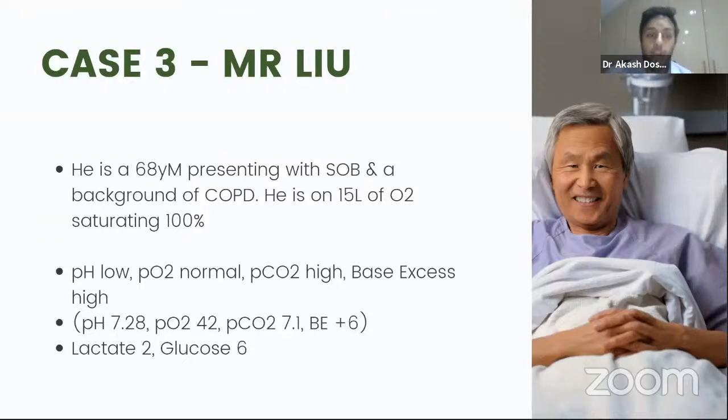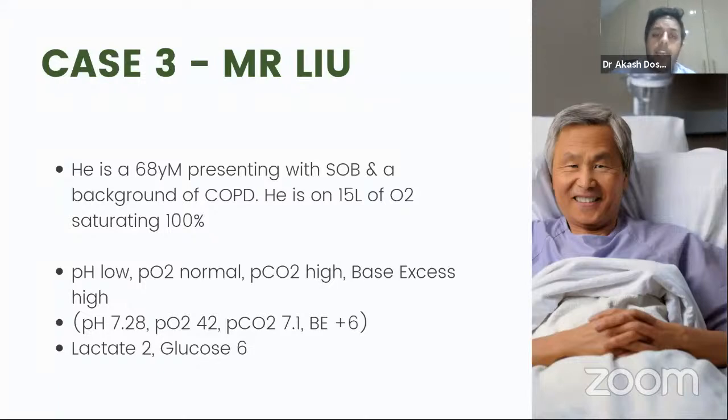CHARMA, so C, we know he's on 15 litres of oxygen. His PO2 is normal. When I say normal, I mean in excess of 40. His pH is low. His PCO2 is high, his base excess is high. So let's apply the CHARMA approach. So C, the clinical context. He has got a background of COPD and he is being over-oxygenated. I'm already worried that this patient has likely got a type 2 respiratory failure or is at risk of type 2 respiratory failure.